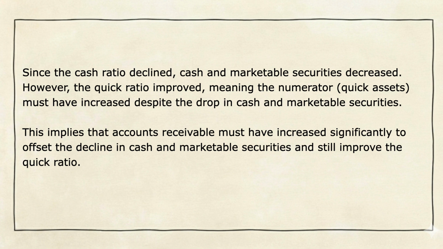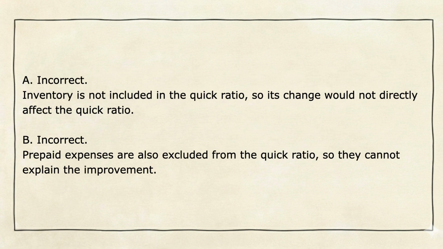Cash ratio trend declined due to a decrease in cash and marketable securities. Quick ratio trend improved despite a decline in cash and marketable securities. Accounts receivable change increased significantly, offsetting the decline in cash and marketable securities and improving the quick ratio. A. Incorrect. Inventory changes don't affect the quick ratio. B. Incorrect. Prepaid expenses are excluded from the quick ratio.